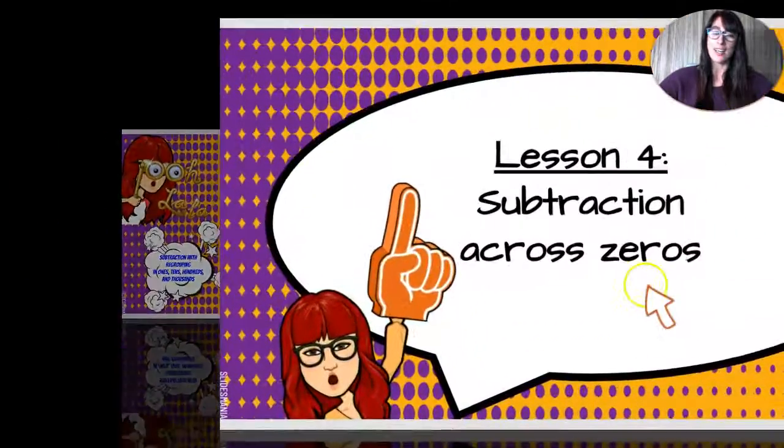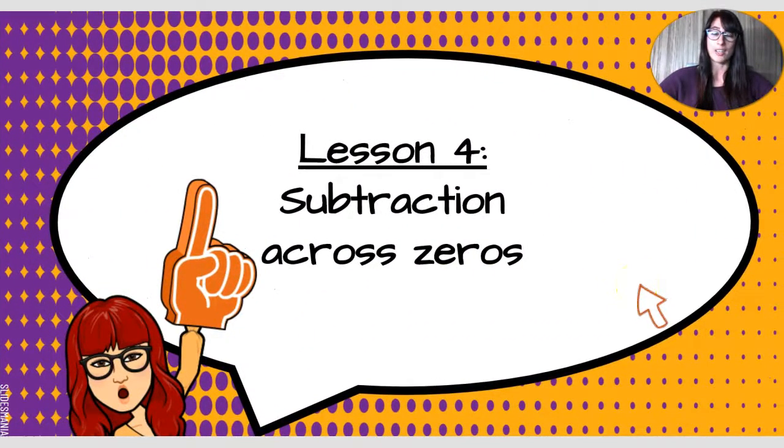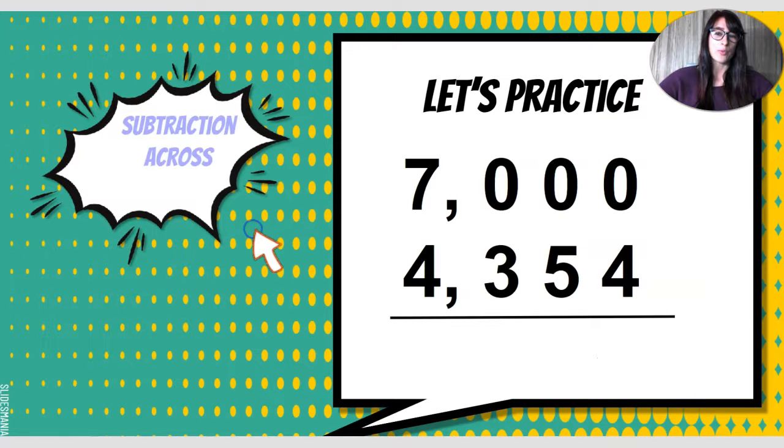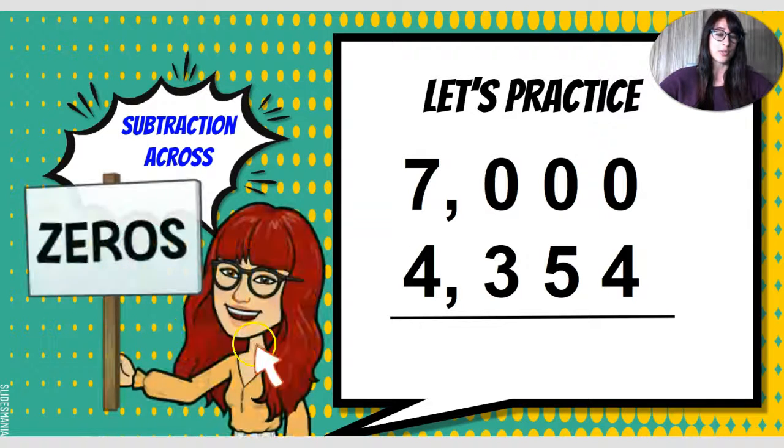Now, Lesson 4 is another one that we need to be very careful. It's the subtraction across zeros. Let's look at that one. So, subtraction across zeros. 7,000 minus 4,354. As always, we begin with ones. 0 minus 4, I can't do that. I can't take away from 0. So let's look at next door.